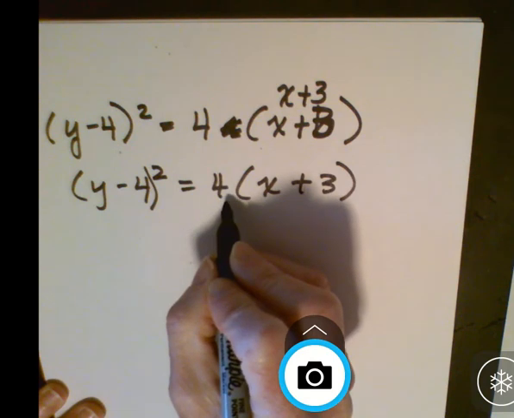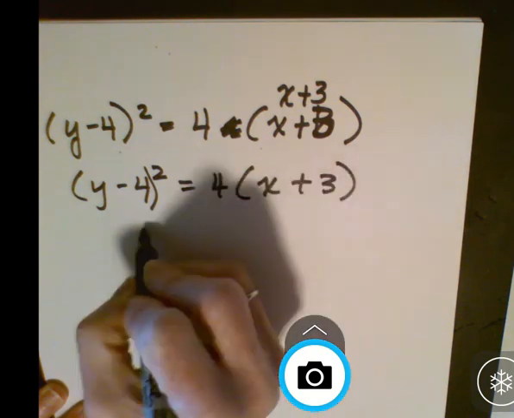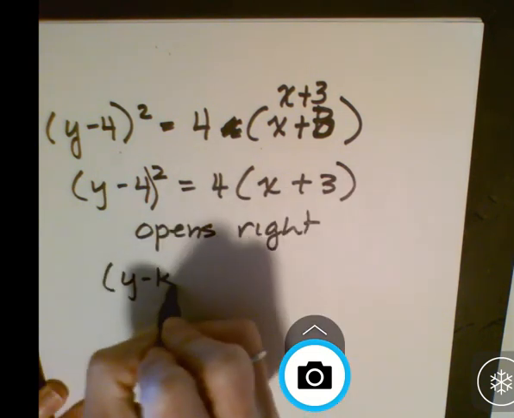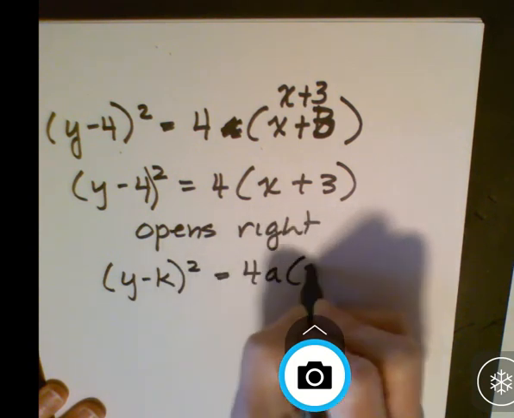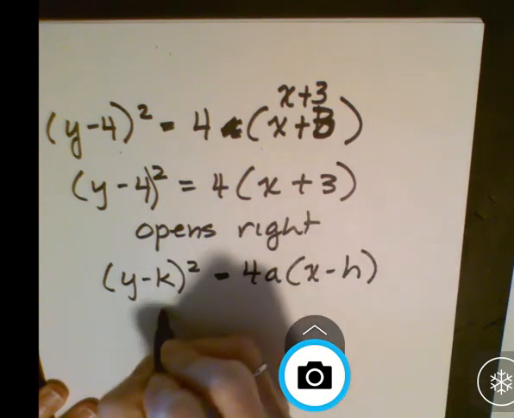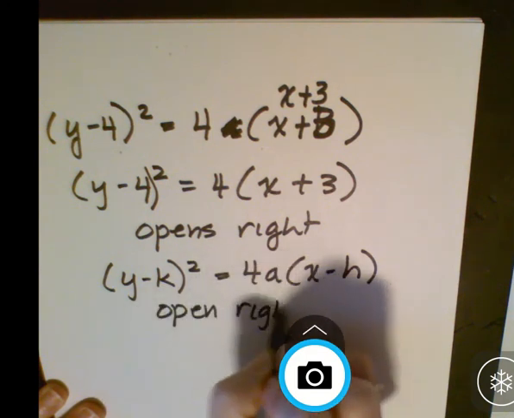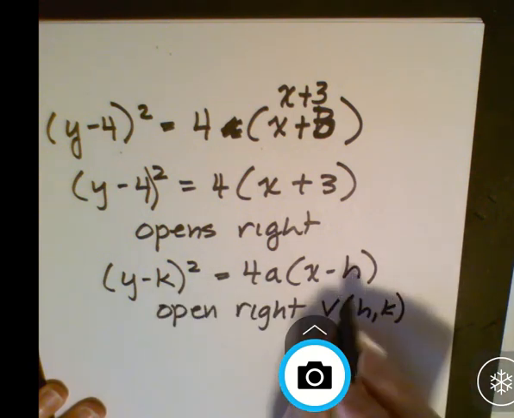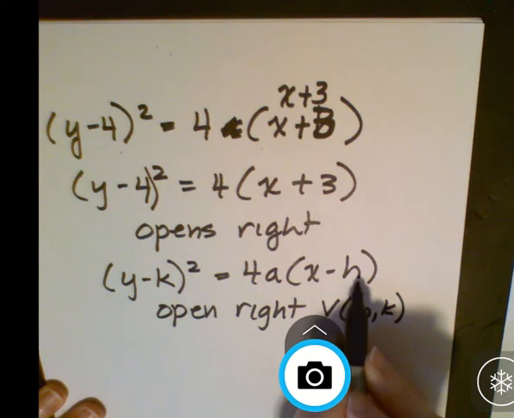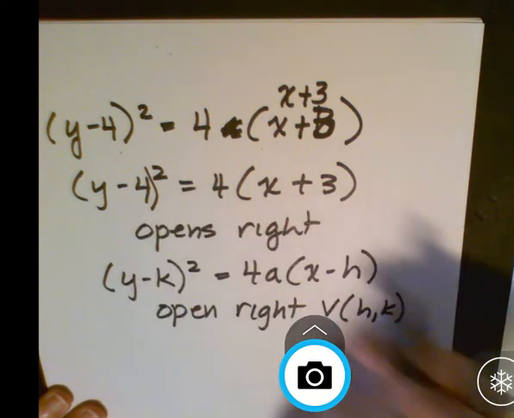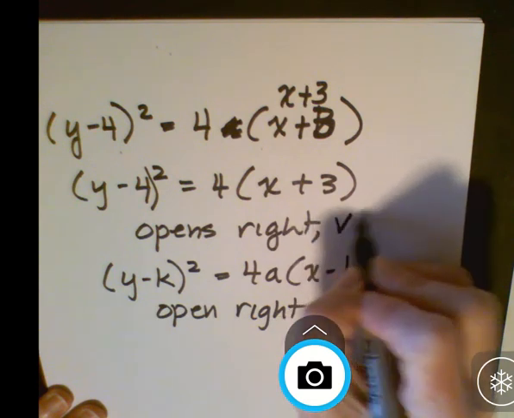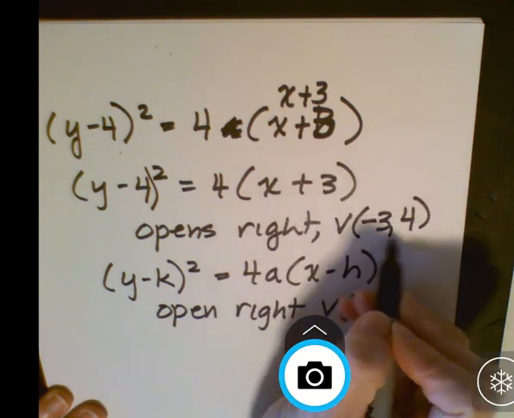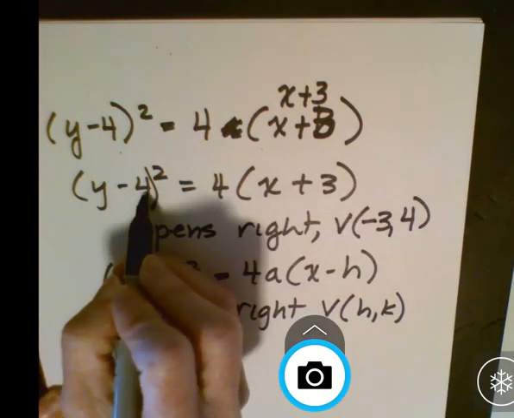We know because y is squared, it opens left to right. Because the number in front of these parentheses is positive, it opens to the right. Our standard form being y minus k squared equals 4a times x minus h. Again, this one would open right and have a vertex of h, k. Now be careful with this one because h is with the x coordinates, the y coordinates with the y. So let's go back up here. So what's the vertex here? This one has a vertex of negative 3, 4. There's my h, x minus h, negative 3, k, y minus k, 4.